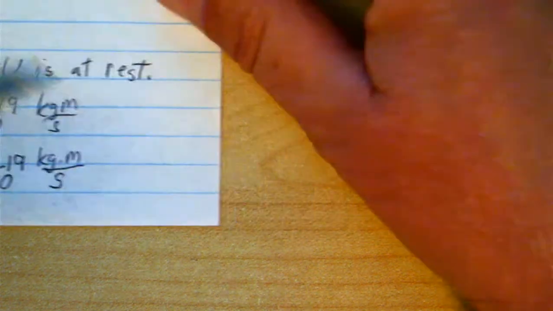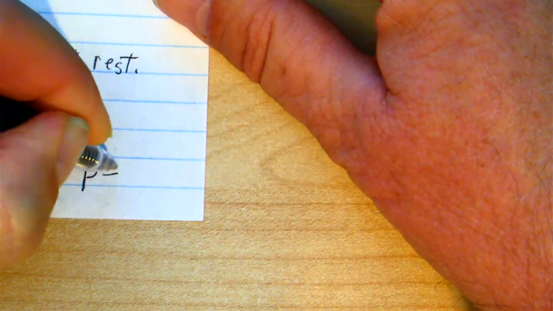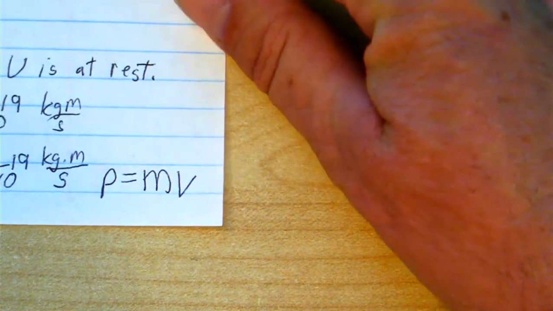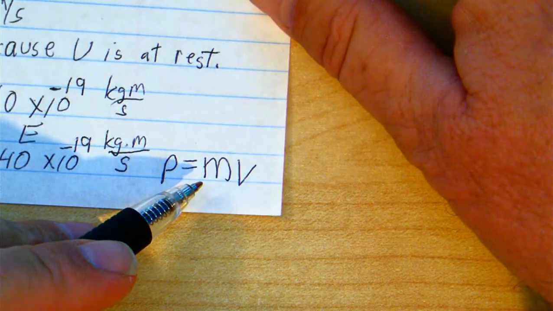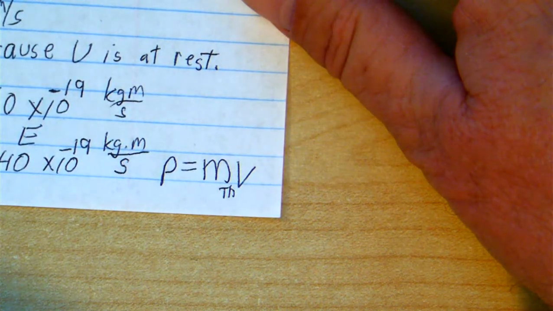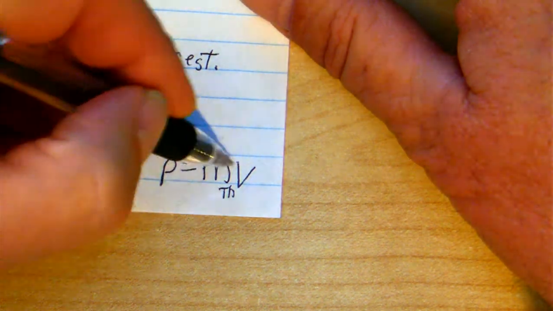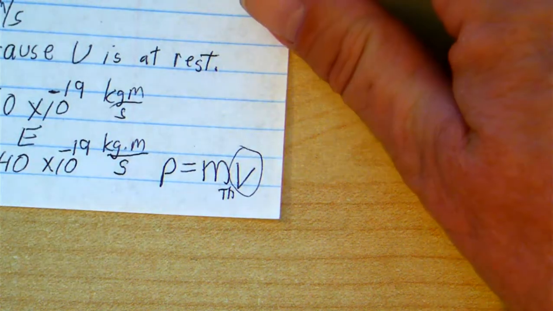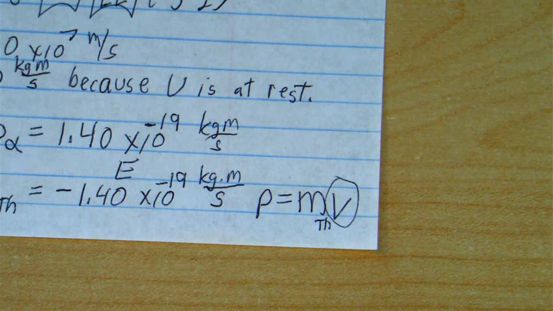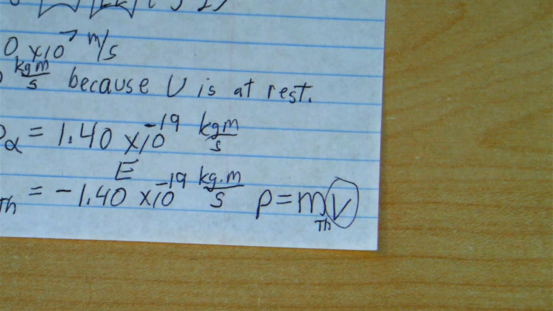Finally, using the fact that momentum is equal to the product of mass times velocity, we should use the mass of the thorium atom to solve for the velocity of the thorium atom. To 4 sig figs, instead of the 3 that I gave you in the answer key, what is the velocity of the thorium atom?